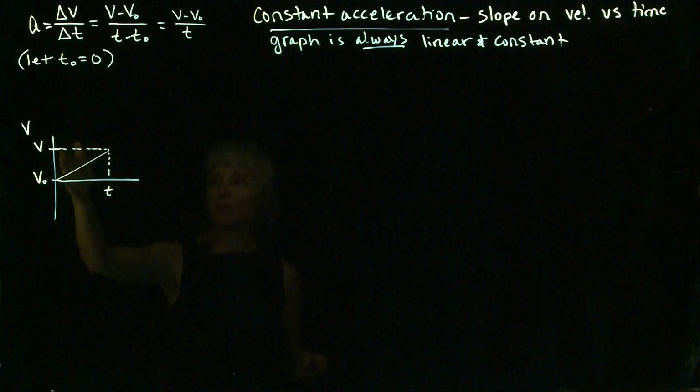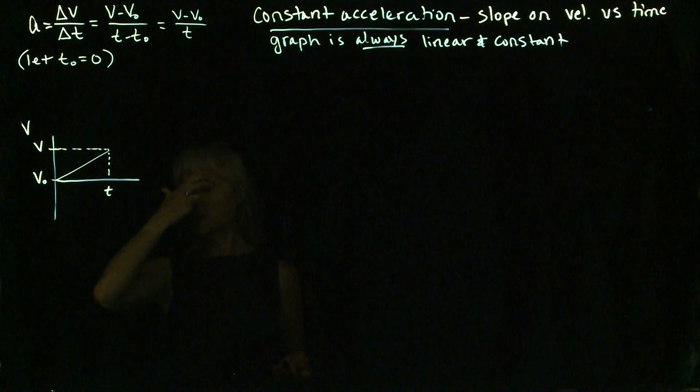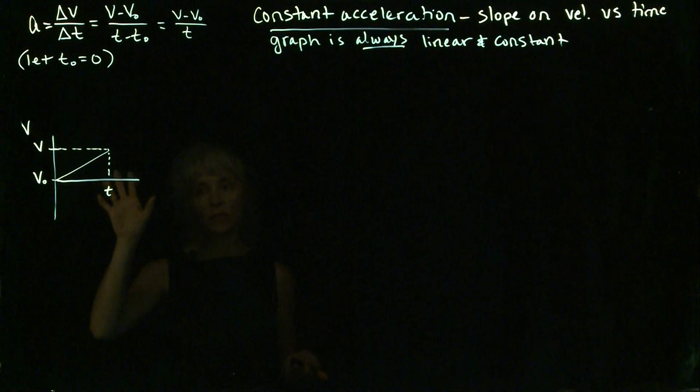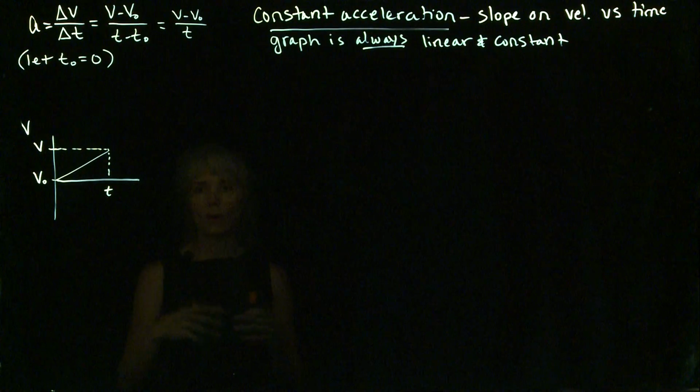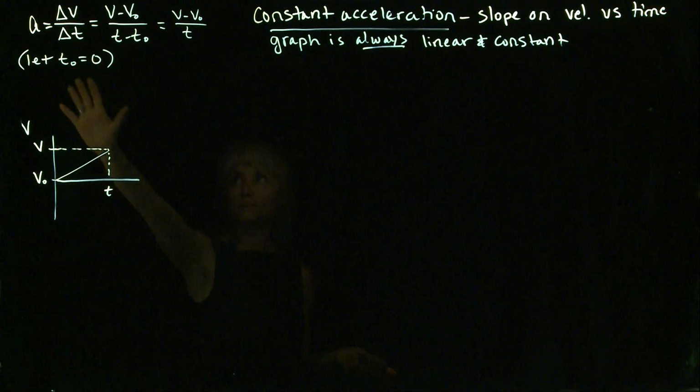This would be a graph that would correspond to a constant positive acceleration. For the purposes of this derivation, it's not going to matter whether the acceleration is positive or negative. The equations are valid in either case. So this is kind of what a graph would look like.